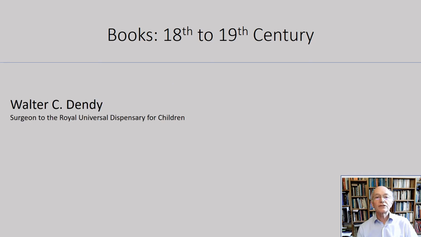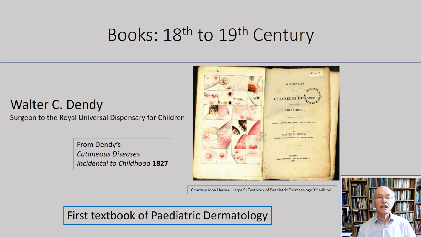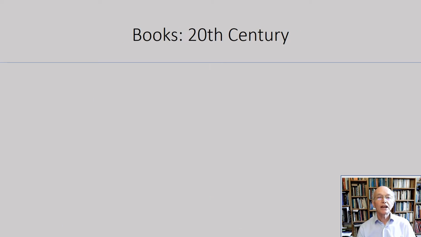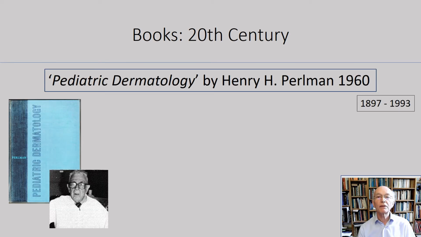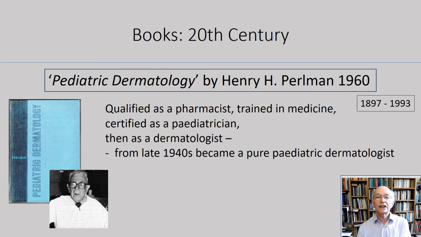Walter Dendy was the first author to publish a book specifically on skin disease in children. And this is therefore perhaps the first textbook of paediatric dermatology. The next milestone in publishing was not until 1960, when Henry Perlman published his Paediatric Dermatology. Perlman had a long and complex career, beginning as a pharmacist, qualifying in medicine, specializing in pediatrics and then in dermatology. And for the next 4 decades of his career, he devoted himself entirely to paediatric dermatology.